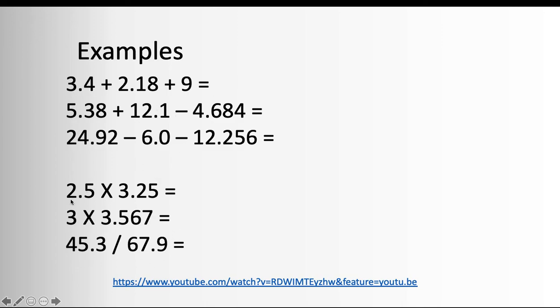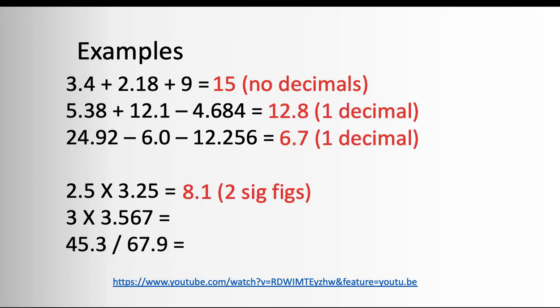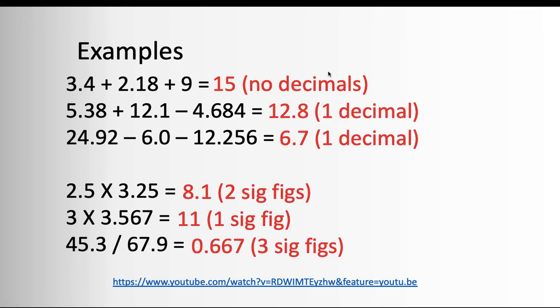And here, I look at the total number of significant digits. This number has 2 and this number has 3, which means that my answer will only have 2 significant digits because I'm multiplying. Watch the video and follow along. I have them over here as well. I have the answers, but if you want to see the full answers and how they're worked out, just click on the video.